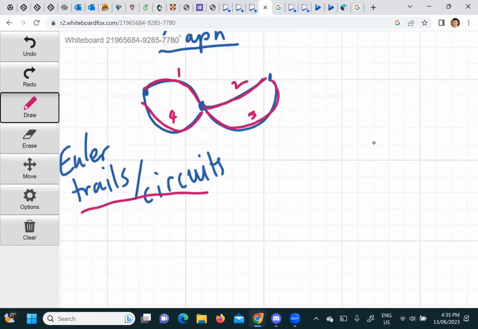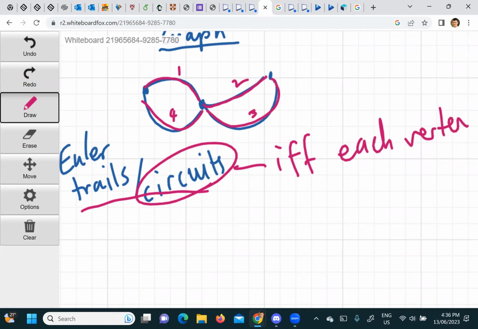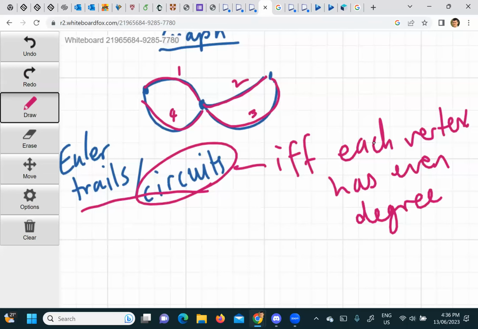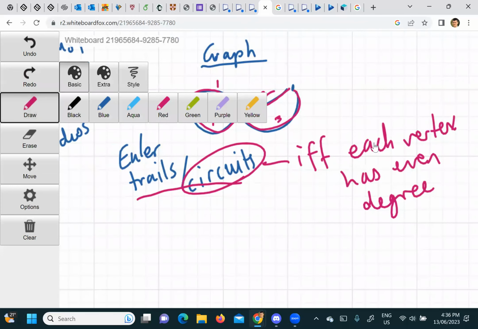That's the definition. The theorem is a graph has an Euler circuit, okay, if and only if each vertex has even degree, okay? You know what that means, degree? It has an even number of edges coming out of each dot. And the reason for that is basically, well, we're not going to prove it, but one goes in, one goes out. Like if it goes in, it has to come out, right? Or it gets stuck there. So the in corresponds to the out, so they're always paired up to be even.